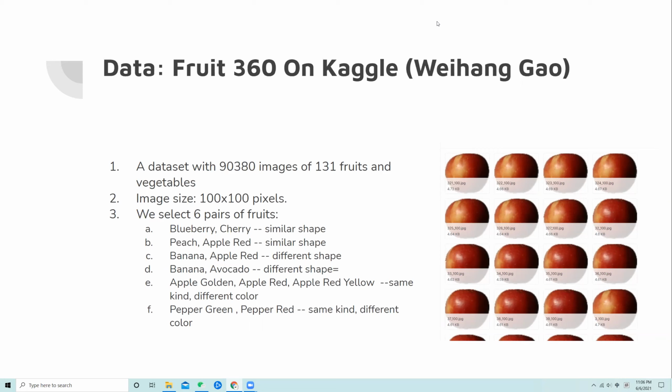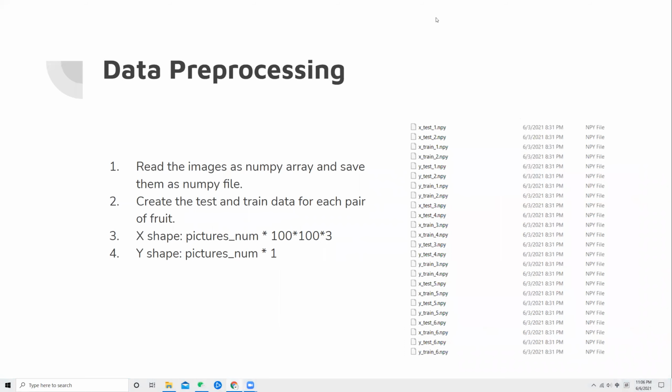As we just want binary classification, and not 3 labels or 4 labels, we only select 6 pairs of fruit. So basically we select the pairs with similar shape, with different shape, and of the same kind but different color.